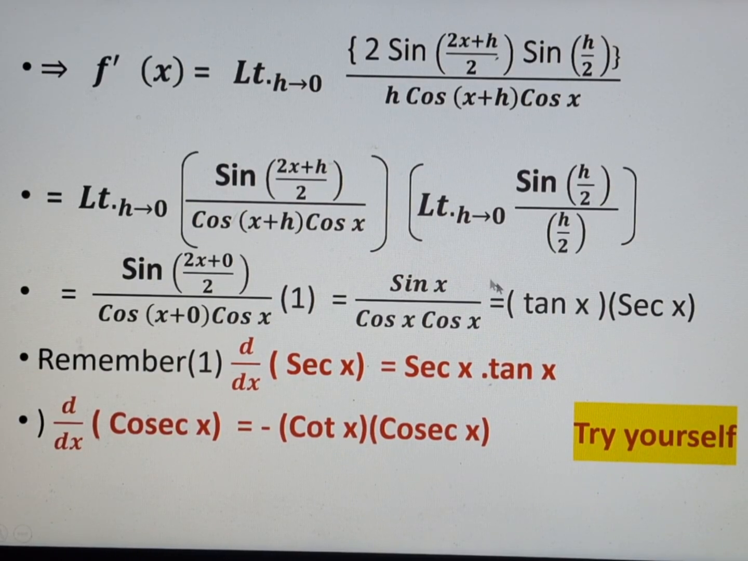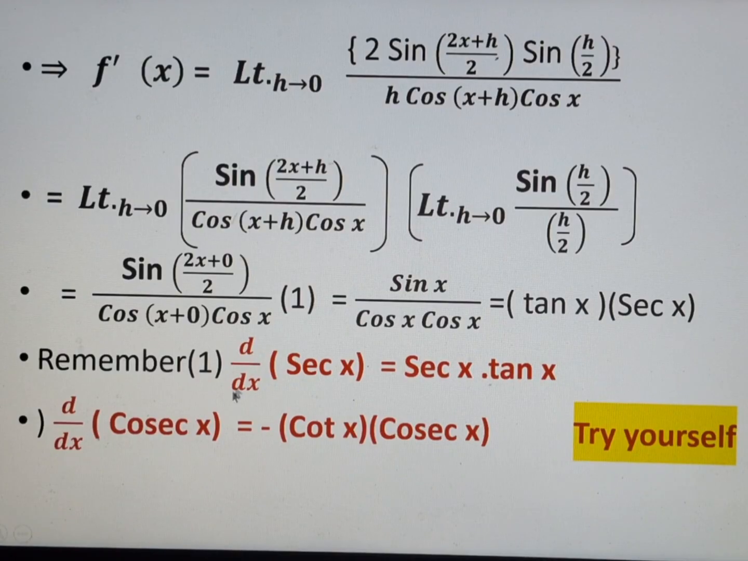Now here use limit theta tends to 0 of sin theta over theta, that goes to 1. In the first term we put h is equal to 0. So that will be equal to sin (2x+0)/2 over cos(x+0) into cos x, into 1. So that will be equal to sin x over cos x into cos x, and that will be equal to tan x into secant x.